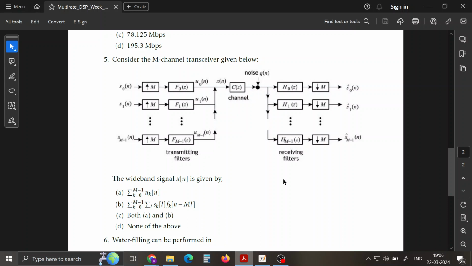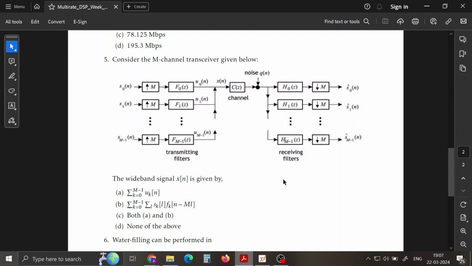Okay, now let's look at the fifth question. So we are familiar with this diagram, right? This is the structure for the M-channel transceiver, right? M-channel transceiver. Transceiver meaning that there are transmitters as well as receivers. And essentially we are talking about filters here, right? We are in the domain of filter banks. We are studying multirate DSP.